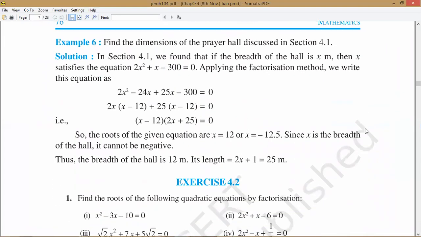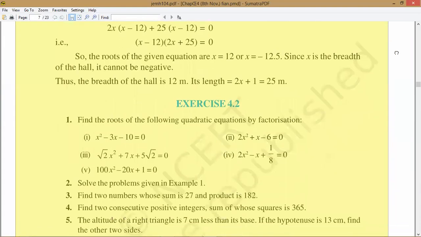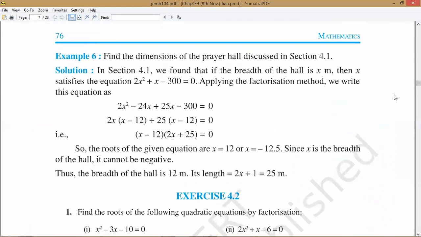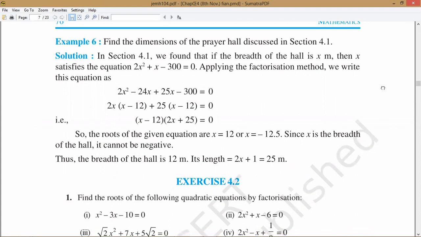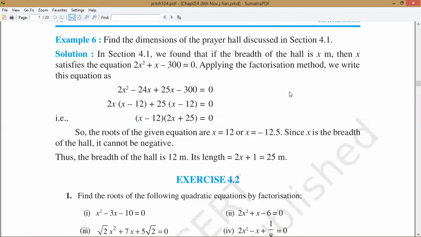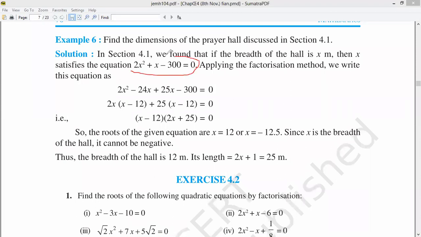Now the next example is: find the dimensions of the prayer hall discussed in section 4.1. In section 4.1 there was a question that a charity society wants to construct a prayer hall, and a relation was given in the dimensions: the length of the prayer hall is 1 more than 2 times the breadth. There we formed a quadratic equation representing the situation as 2x square plus x minus 300 is equal to 0.